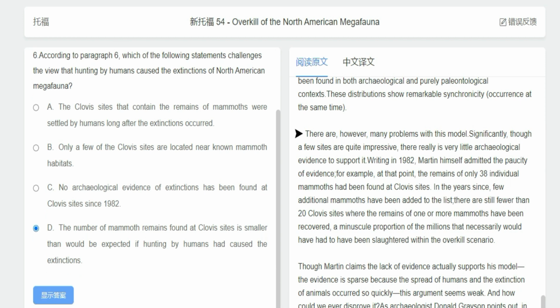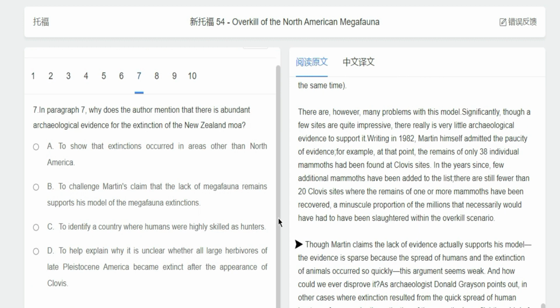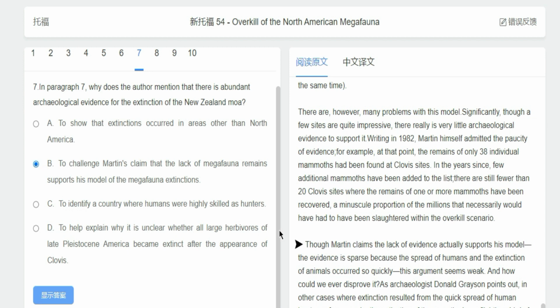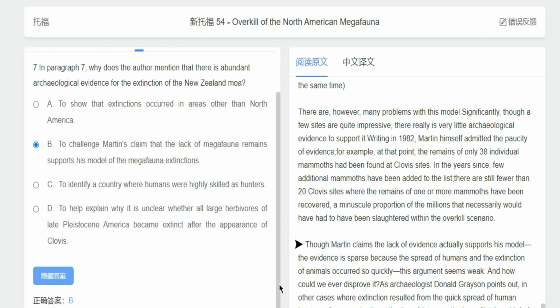Number 7. The Moa case of New Zealand is a counterexample to Martin's overkill hypothesis. So it is used to challenge Martin's claim that no evidence is evidence. Learning counterexample is very important for TOEFL reading. You should learn how to use them and how to answer questions using counterexample from my book or course. Okay, so the answer here is B.